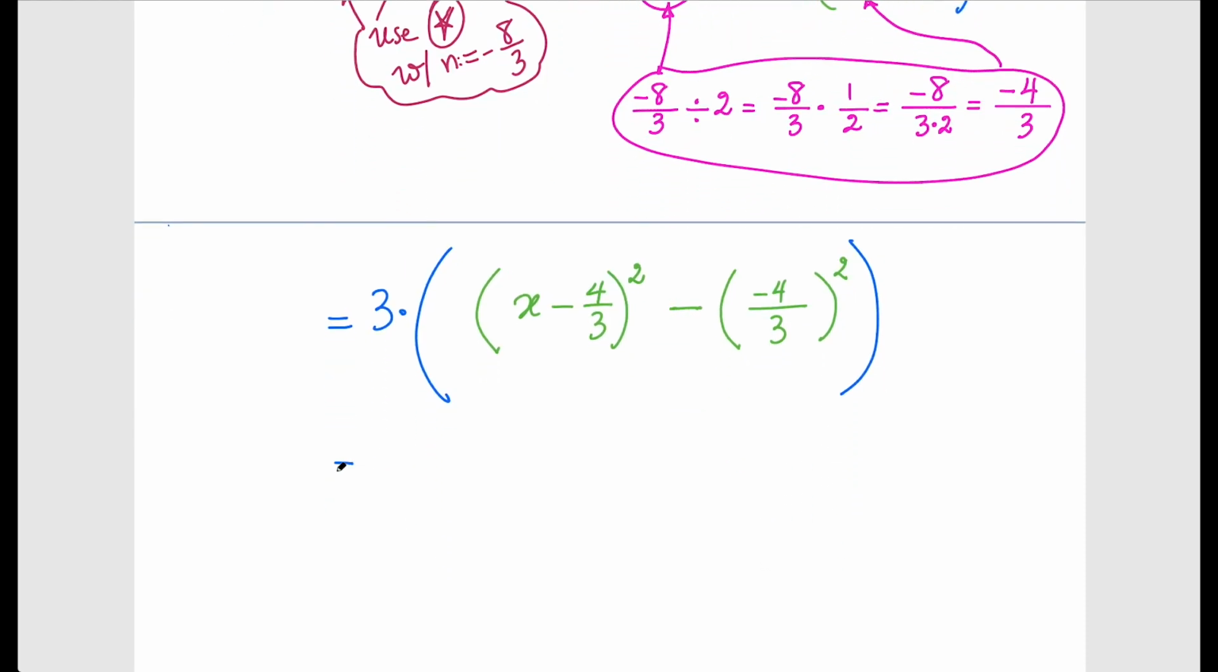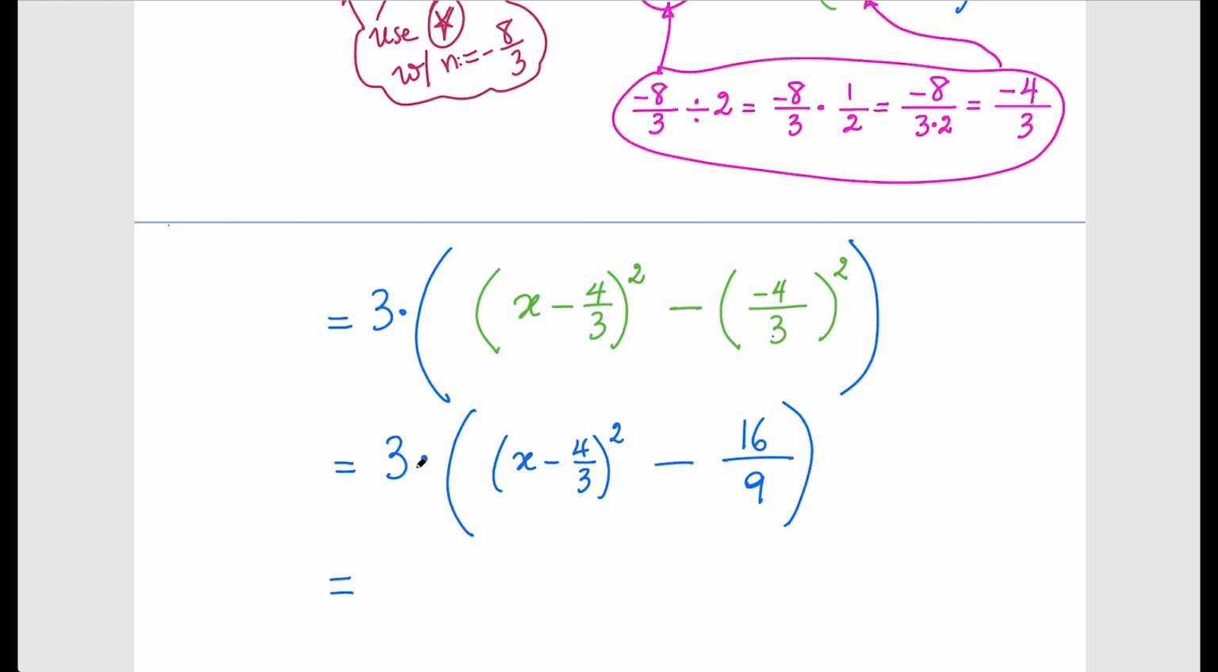Okay, so this is then equal to 3 times this guy, which is x minus 4 over 3 squared, minus, what's the square of minus 4 over 3? This is the same thing as saying minus 4 over 3 times itself. So negative 4 times itself is 16, and 3 times itself is 9. So we get this. Okay?